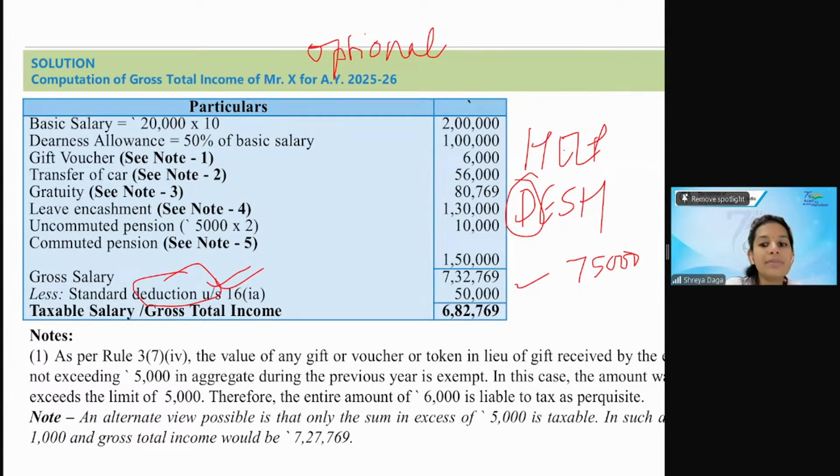So you have now derived the net taxable salary. In this case, the same as GTI because you have no other information about any other income.